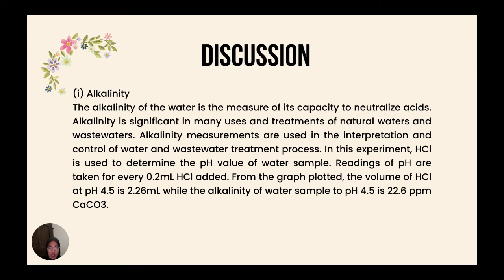In this experiment, hydrochloric acid is used to determine the pH value of the water sample. Readings of pH are taken for every 0.2 ml of hydrochloric acid added. From the graph plotted, the volume of hydrochloric acid at pH 4.5 is 2.26 ml, while the alkalinity of the water sample to pH 4.5 is 22.6 ppm calcium carbonate.